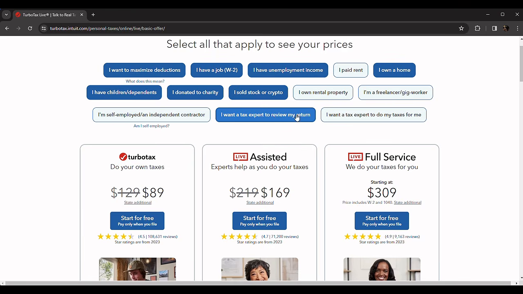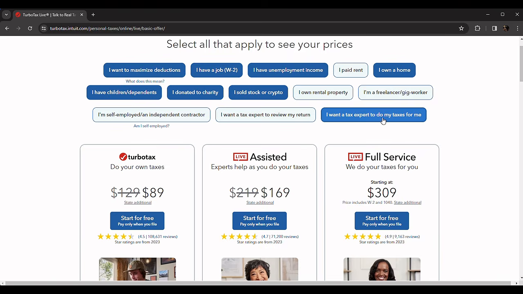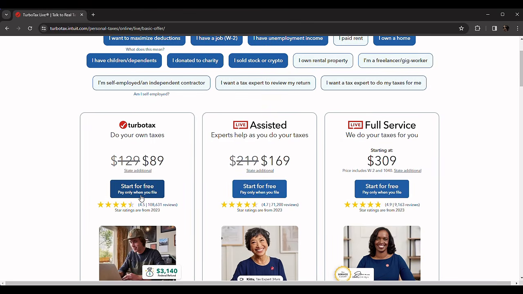Okay, so I unselected that. I want a tax expert to help you, help me help you with the taxes. It's going to be referring you to this one. So no, we're going to do it ourselves. I'm going to walk you through this.